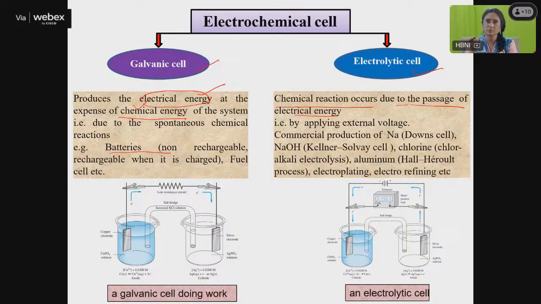Let's say it is a mobile, and after that you can charge it again. When you are charging it, it becomes an electrolytic cell. A chemical reaction occurs due to the passage of electricity, so it is regenerated at that time. Another example I can give is the commercial production of sodium, the Downs cell, chlorine, chlor-alkali cell, and aluminum. These are all examples of electrolytic cells. So this is the representation of these two. In one case you need a battery, meaning an electrical energy supply. Here you don't need one.